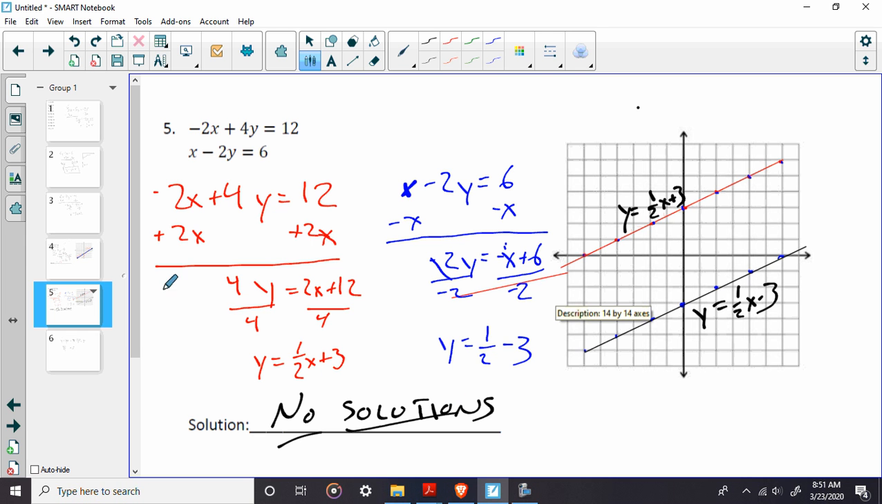But bottom line, like I said, guys, it's going to be pretty much the same format for all of them. You're going to subtract an x from both sides, and you're going to divide by the coefficient for y.